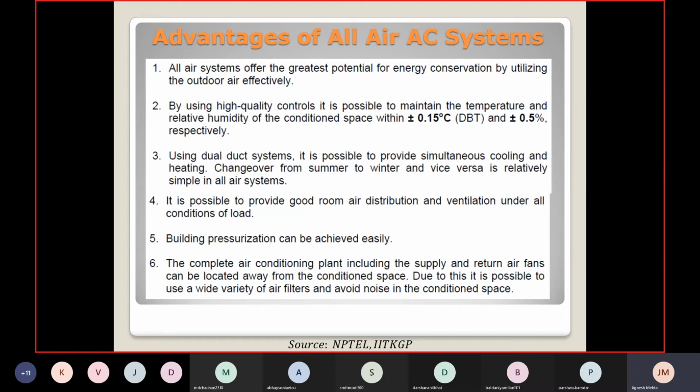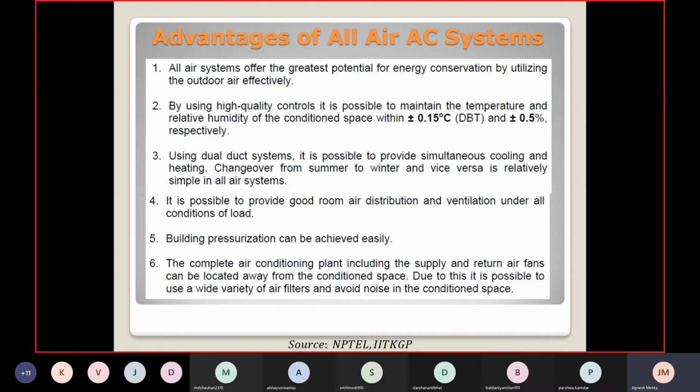Using dual duct systems, it is possible to provide simultaneous cooling and heating. It is possible to provide good room air distribution and ventilation under all conditions of load. Building pressurization can be achieved easily. In some cases, there may be need for pressurization of the space.